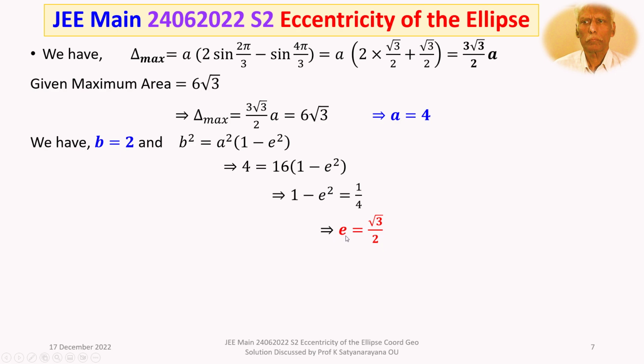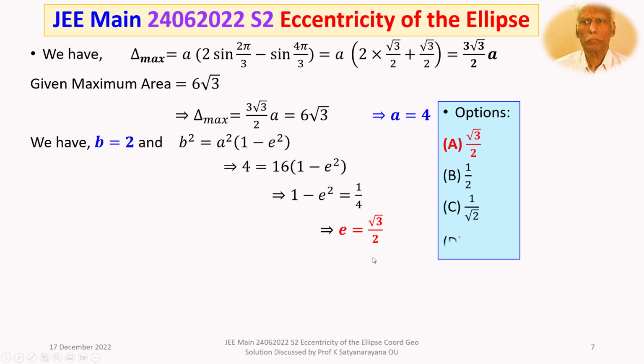And the eccentricity cannot be negative. Therefore, e is equal to √3/2. So that's our answer for the question. That is, what is the eccentricity of the ellipse? The answer is e is equal to √3/2. Our answer e is equal to √3/2 appears against option A. Therefore, our answer to this question is option A.